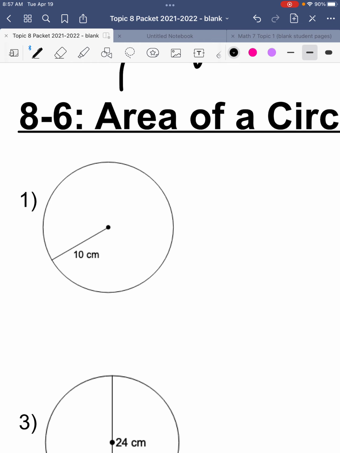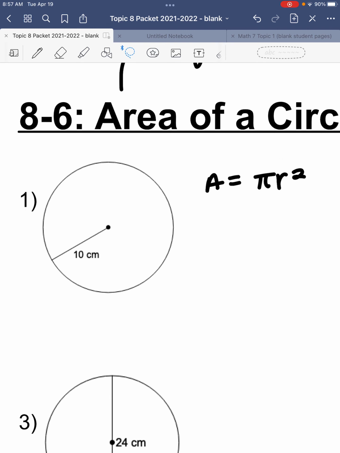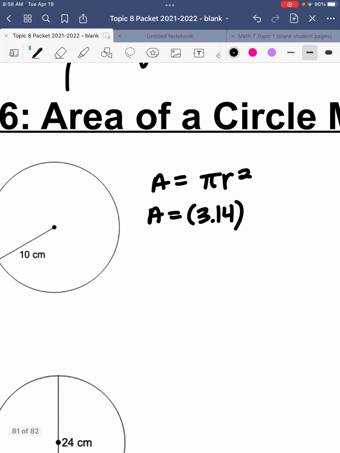In number 1, I have this circle with a radius of 10. So we know our formula, A equals pi times the radius squared. And just to make my life a little bit easier, I'm going to copy that because I'm going to be writing it a lot. Okay? So what can I plug in here? Well, for pi, I can use 3.14. And for the radius squared, I'm going to use 10, and I'm going to square that.